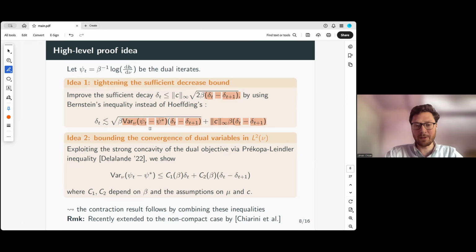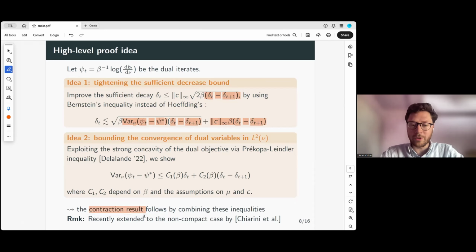And using these results, we can upper bound this distance via some terms, which will depend in some ways on beta. And essentially, once we get this inequality, which comes from these inequalities, which follow in part from the structure of Sinkhorn's algorithm and on the strong concavity of the dual, then we can close the argument and show the contraction at an exponential rate. So this is our proof technique.